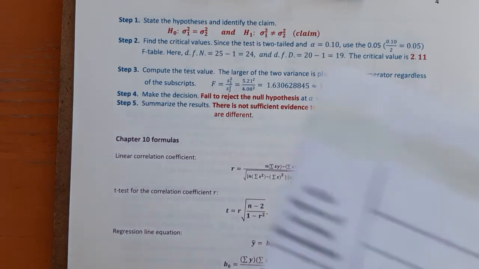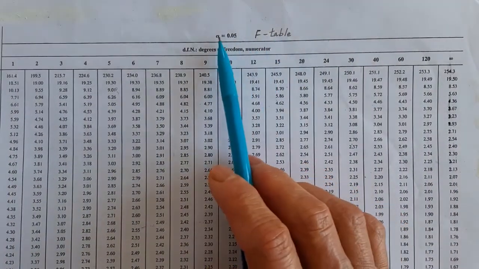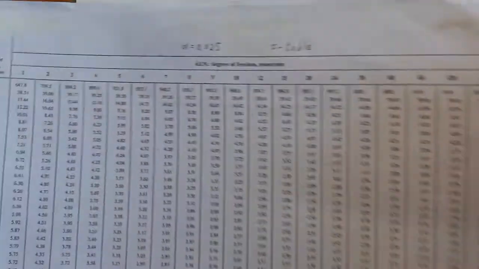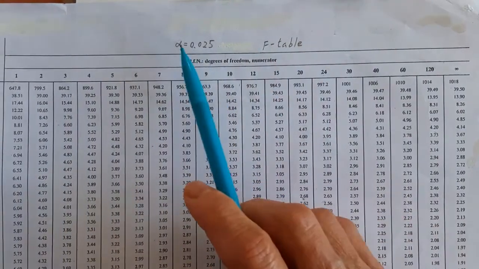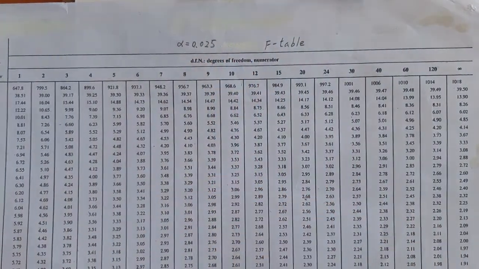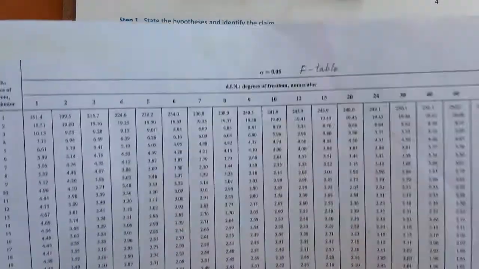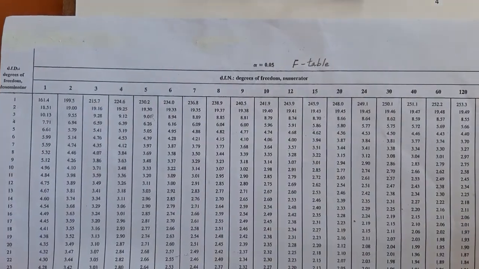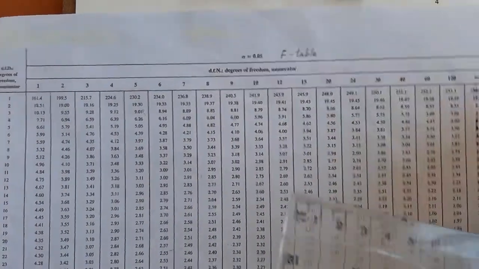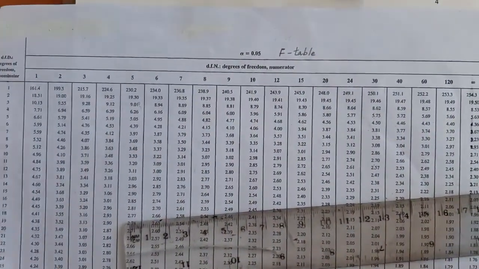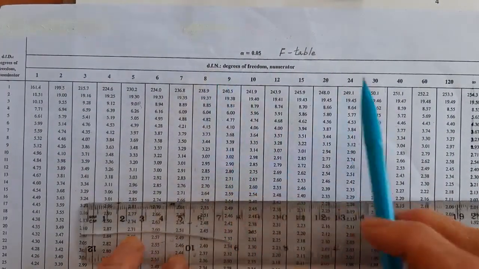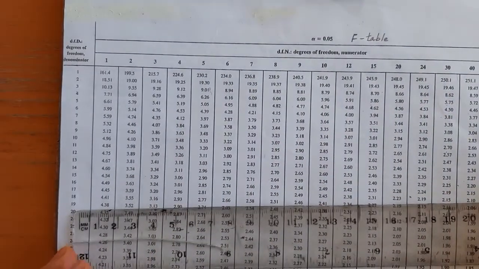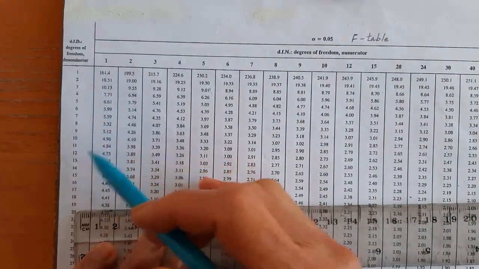0.05. So here is the f-table, the 0.05 table. The other side is the f-distribution table, 0.025. So here we will use 0.05. Degree of freedom, 24 for the numerator, 19 for the denominator. Degree of freedom for the numerator is 24. Degree of freedom for the denominator is 19 here.